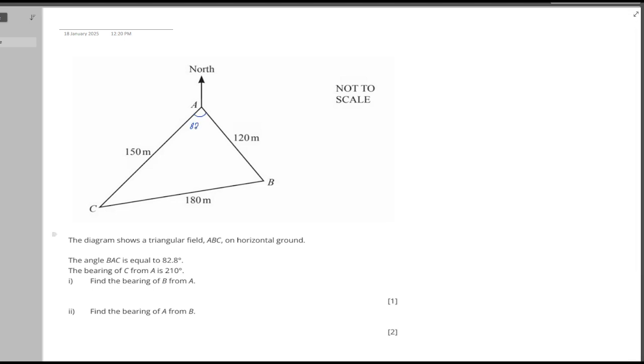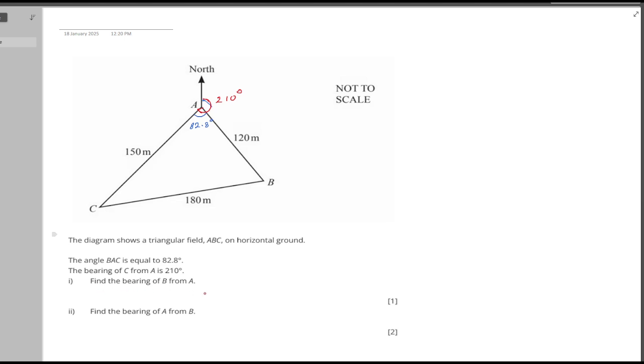This is 82.8 degree. The bearing of C from A is given 210. So from A, if I draw an angle like this, then this angle is given 210 degree. Okay, we have to find the bearing of B from A. So this is for 1 mark.